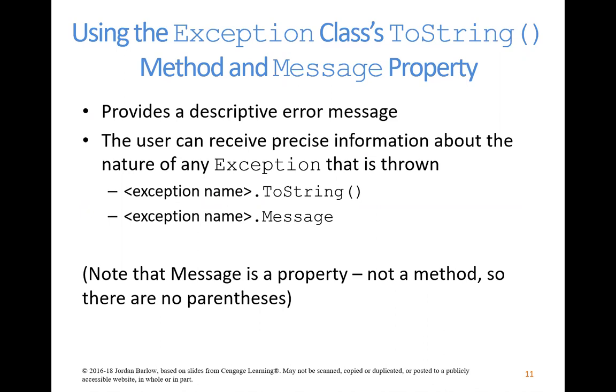Now, the exception class, or any object that is created from an exception class, has a ToString method and a Message property built into them. So those can provide descriptive error messages to the user that give them precise information. So the ToString method, with the parentheses because it's a method, or the Message property, which has no parentheses because it's not a method. Those are built in to exception objects.